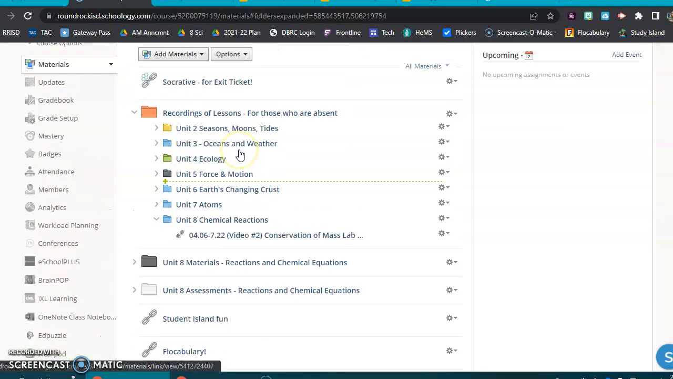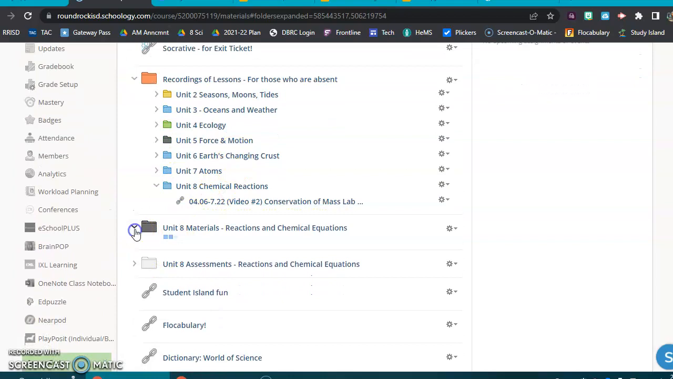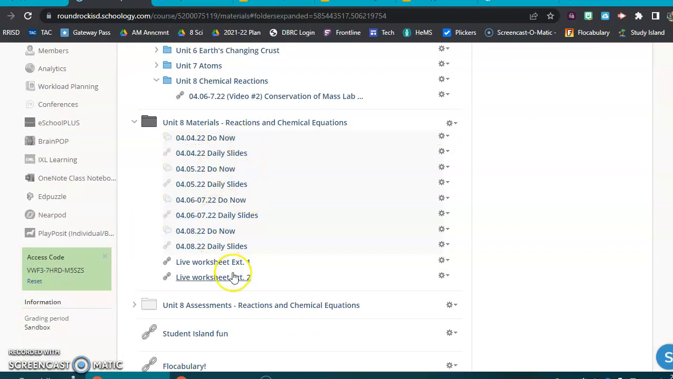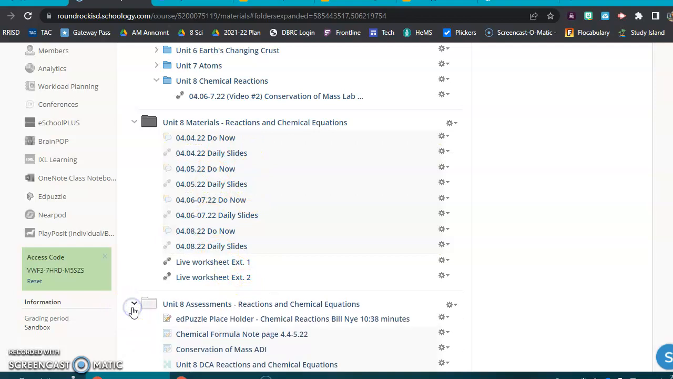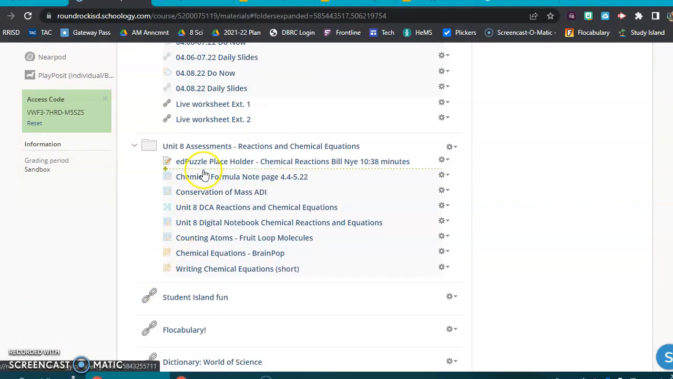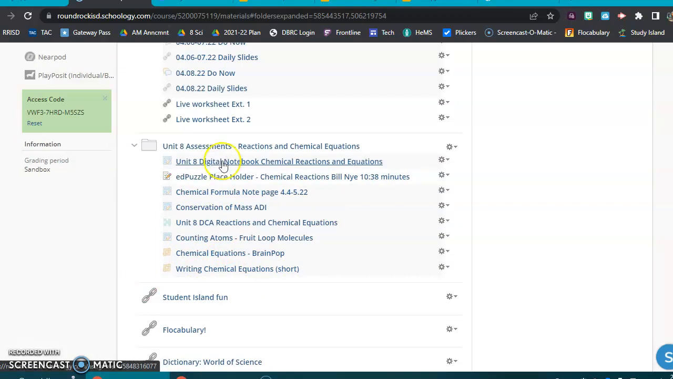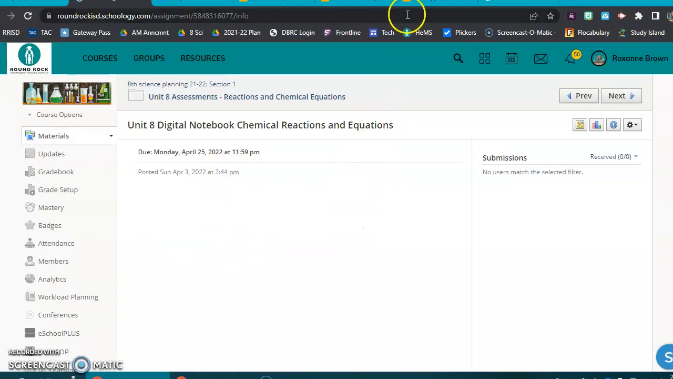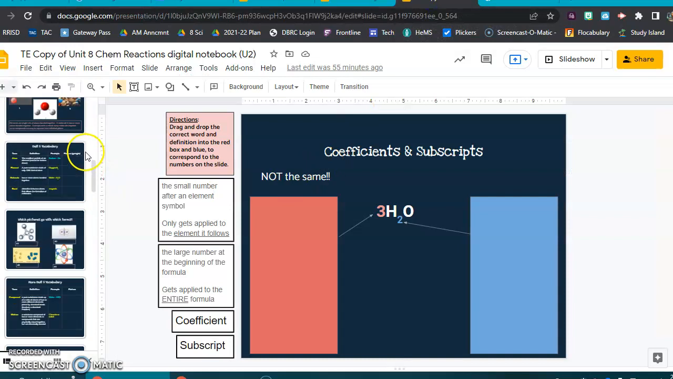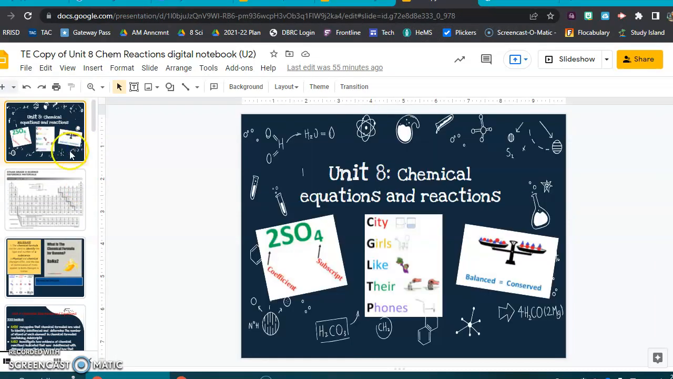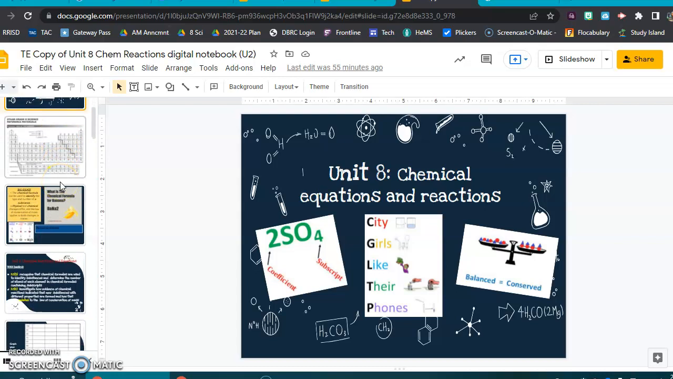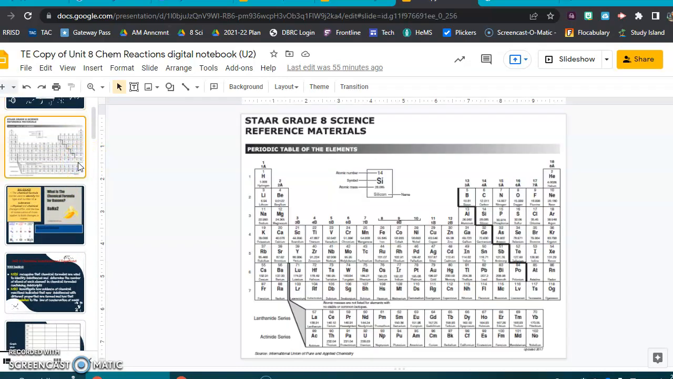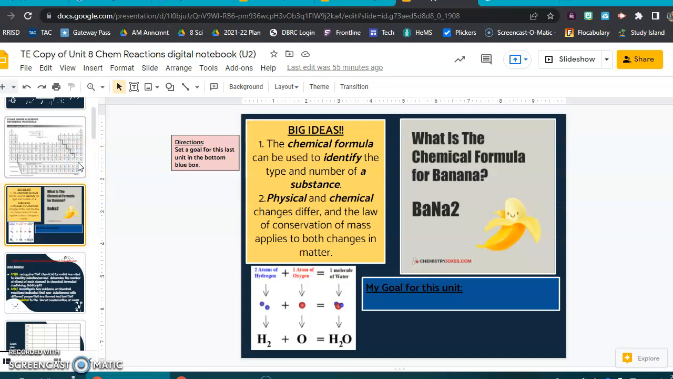So we're going to come over here, down to materials, and our slides are all here for the day. And here is our digital notebook. I'm going to slide that back up here. So you click there, and as you click on yours, it'll pop up, and your digital notebook should look like this. Unit 8, it is our last unit. Then the first slide is the cover, then we have the periodic table, then we have this where you're going to write your goal. So what's the chemical formula for this?